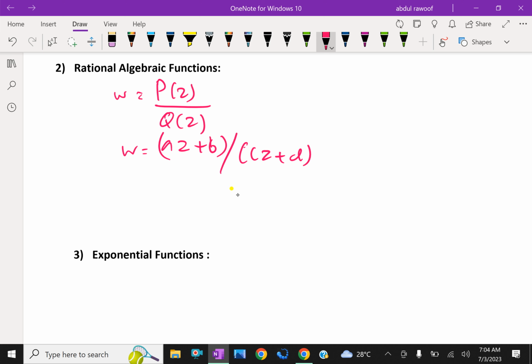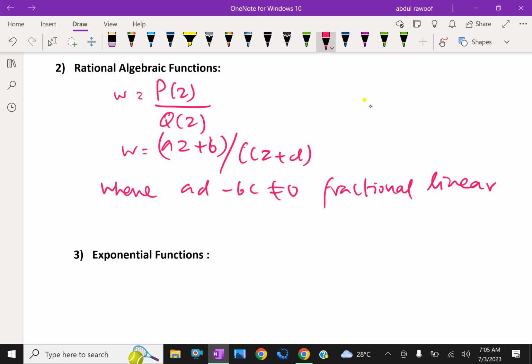Here, where ad minus bc is not equal to 0. After simplification, this expression, with ad minus bc not equal to 0, is often called linear or fractional linear transformation.